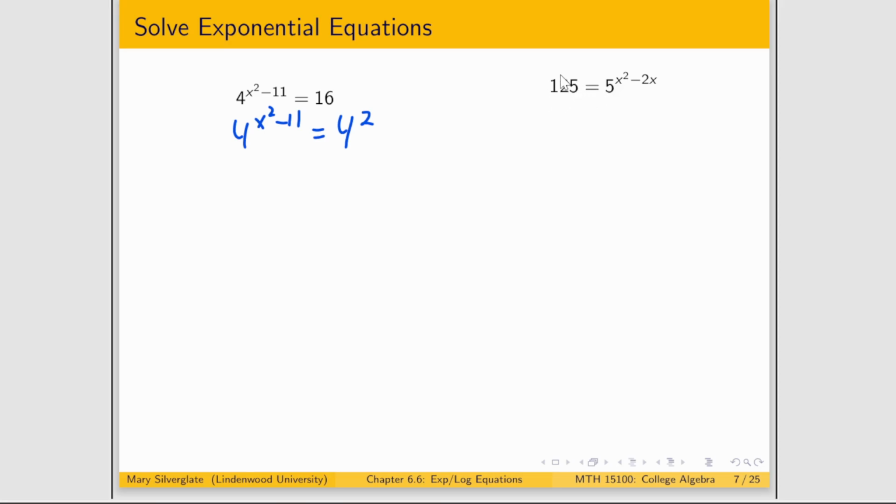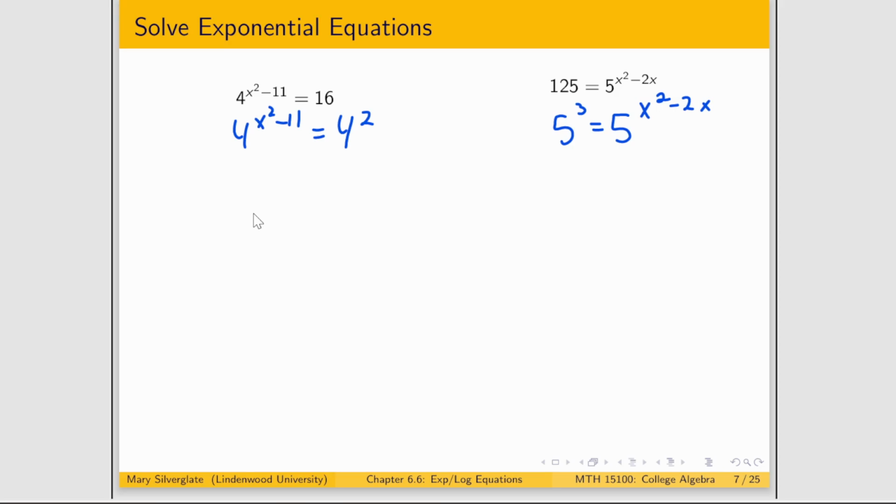For this next one, 125 is indeed a power of 5. That is 5 to the 3rd power. And anytime you're kind of checking if something's going to work, if it ends in a 5 or a 0, you might want to check if it's a power of 5. Actually, if it ends in a 5 more. If it ends in a 0, you might want to check if it's a power of 10 as well, especially if it's just 1 followed by a bunch of zeros. It's going to be some sort of power of 10. So then we have 5 to the 3rd is equal to 5 to the x squared minus 2x.